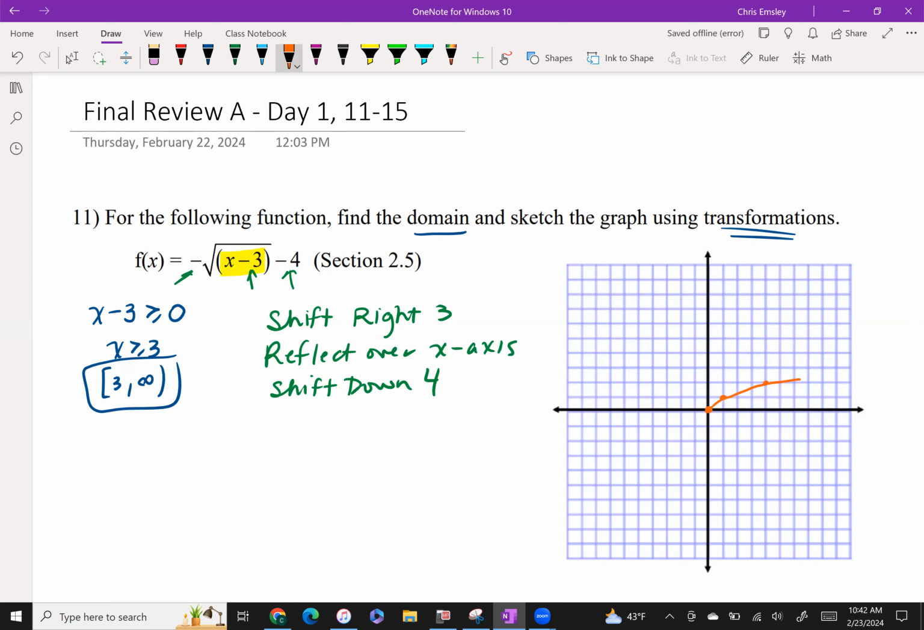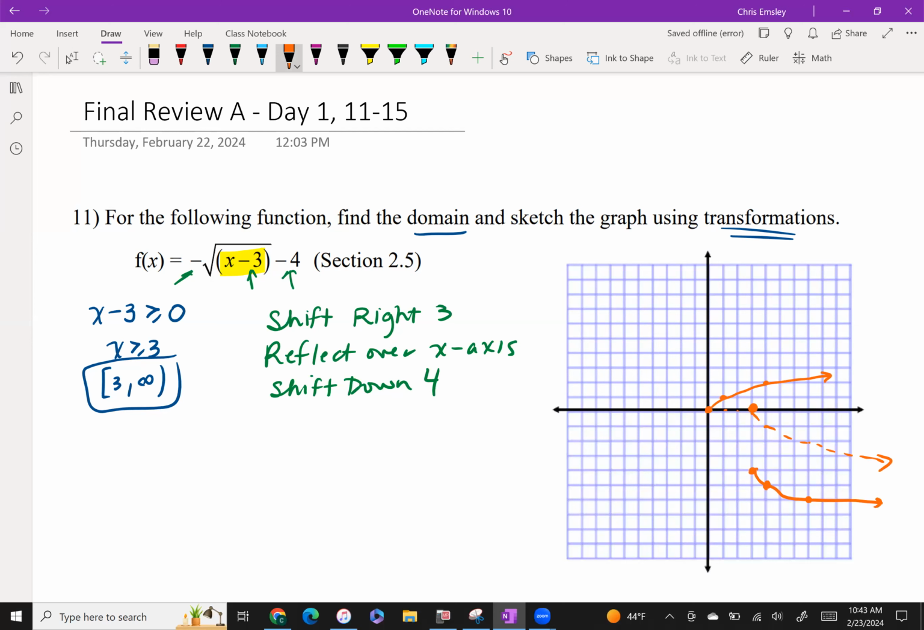That's the parent function. So if we're going to take that and shift that to the right by 3, 1, 2, 3, and reflect, hold on, let me draw that a little better. Just kind of trying to dash it in because this is not our final answer. It's going to look something like this. And then if we shift that down by 4, 1, 2, 3, 4, here would be our final graph, shifted and reflected.